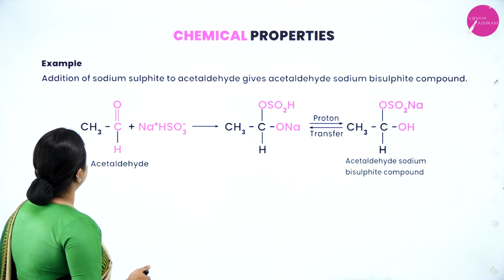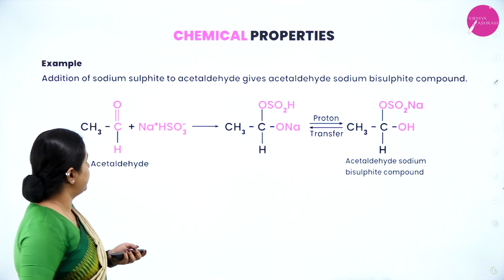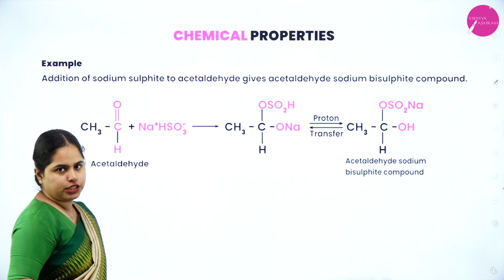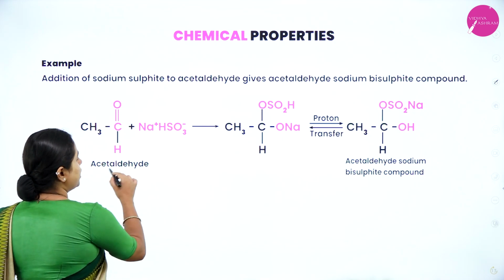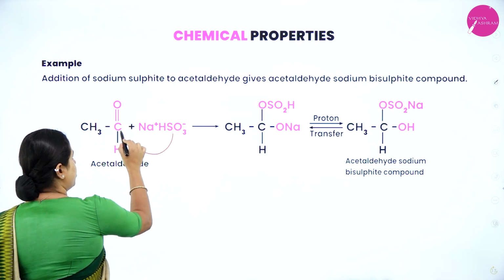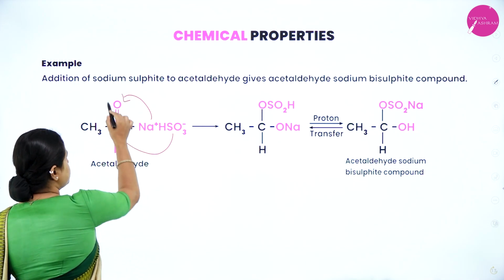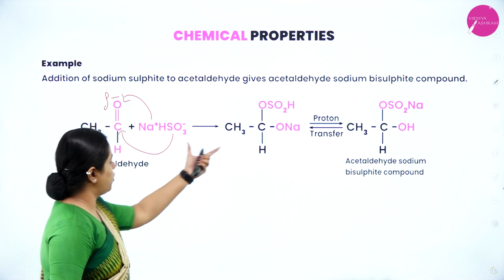Okay. Now let's take a specific example here. CH3CHO and NaHSO3 we are going to add. So here what happens? HSO3 minus is going to attack the carbon. Na is going to attack the oxygen because it is partially negatively charged. Now what is the product you are getting?